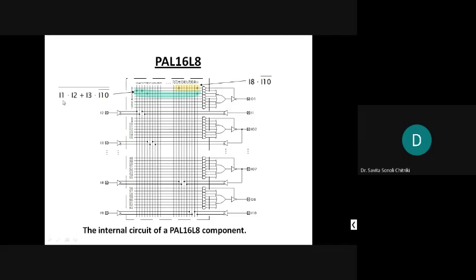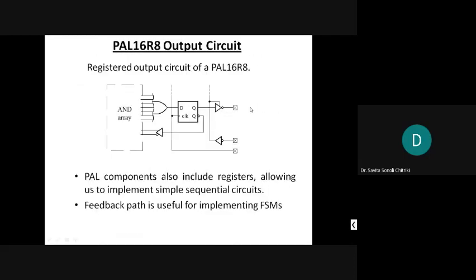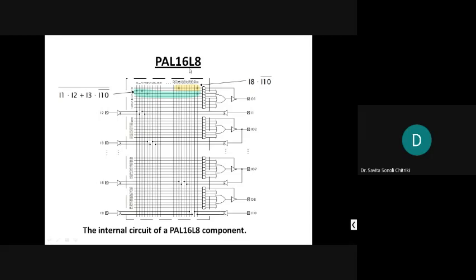So we had seen an example of I1, I2 ORed with I3 and I10 bar and a whole bar. So whole bar means what? The output is inverted here. Whatever output you are getting, that is inverted. So this we had seen in the last class. So actually even, and if it is registered, that was 16L8, that's all.